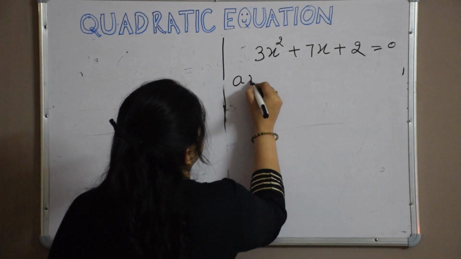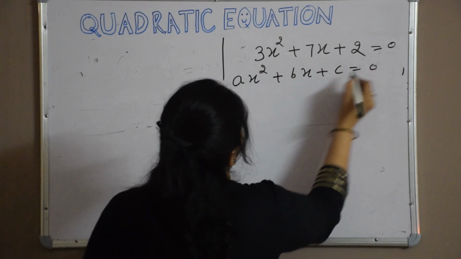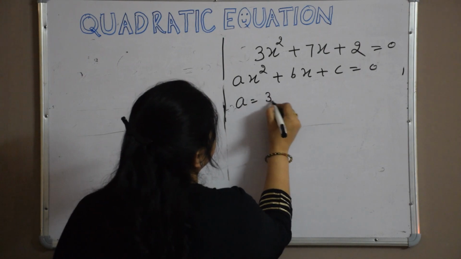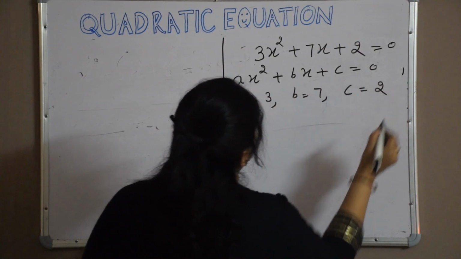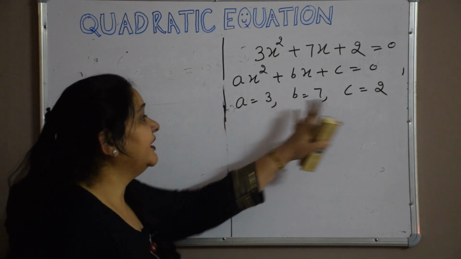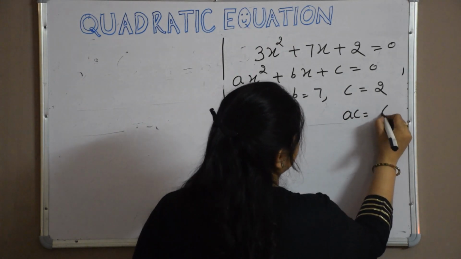First of all, we will compare our equation with the standard quadratic equation. Here A is equal to 3, B is equal to 7 and C is equal to 2. First of all, our aim is to find AC. In every case, we will find AC. AC is equal to 6.